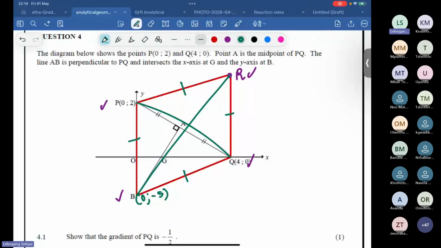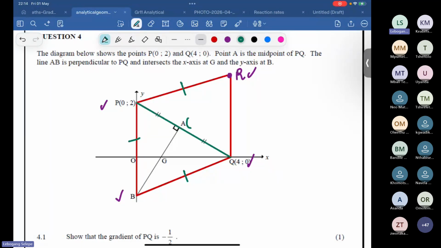Now, if you understand that for a rhombus the diagonals bisect each other, you will understand that this midpoint here is going to be the same for both lines. Let me just do this. We already had this line, this diagonal, right? We had already calculated the midpoint.